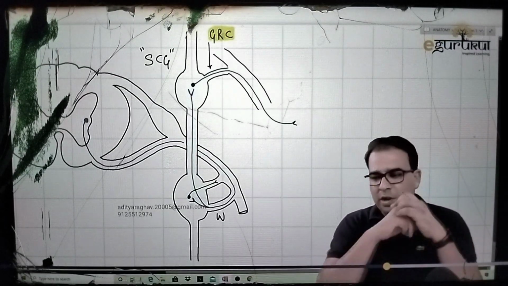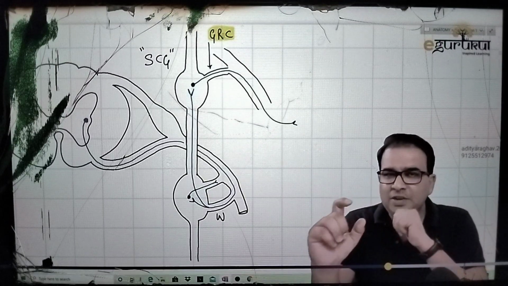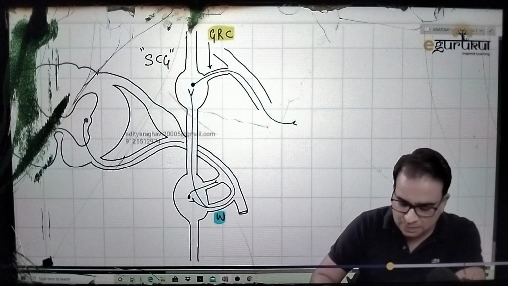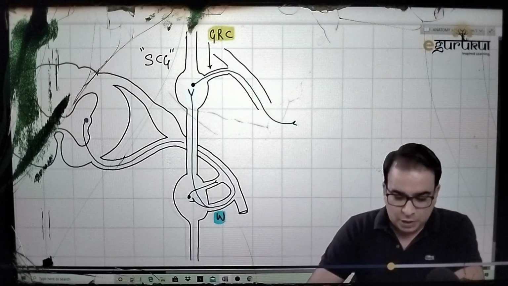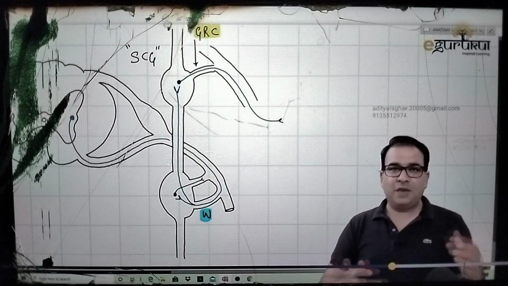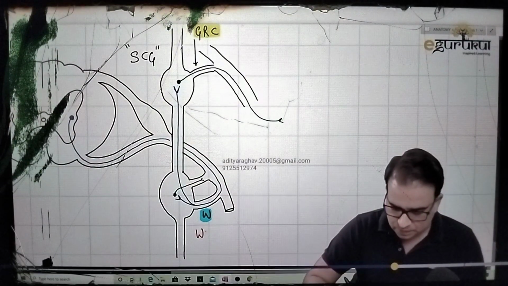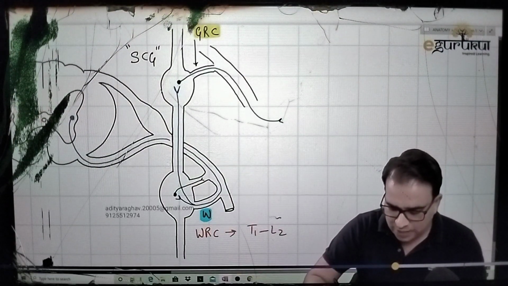Now this tells me one very, very important point to understand here, guys: white ramus communicants cannot be present everywhere. White ramus communicants is the point from where the preganglionic sympathetic nerve enters inside. Get the point? So that means you cannot have the preganglionic sympathetic nerve everywhere. We only have them in the T1 to L2 region. So that is why this white ramus communicants is present only between T1 to L2.